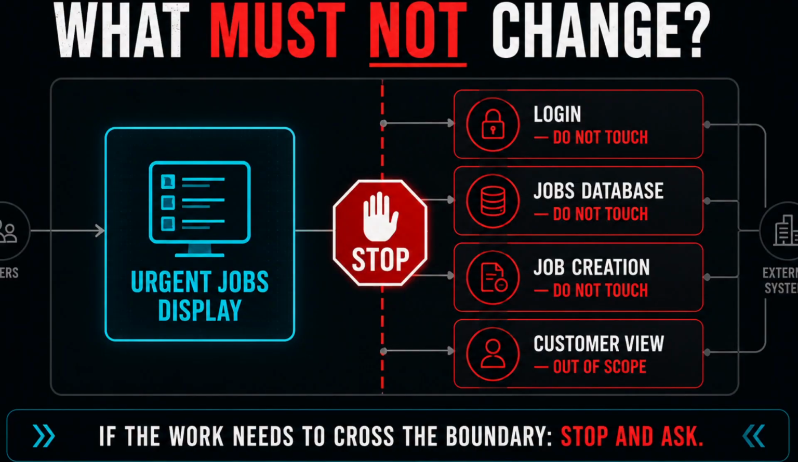What must not change? Now we protect the rest of the system. This is one of the most important questions I ask before implementation. What is outside the scope of this work?